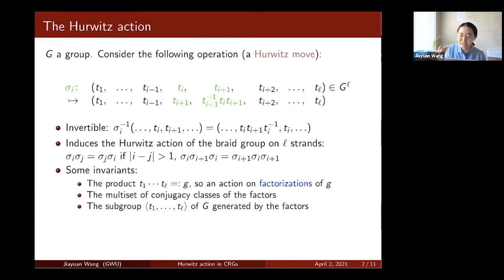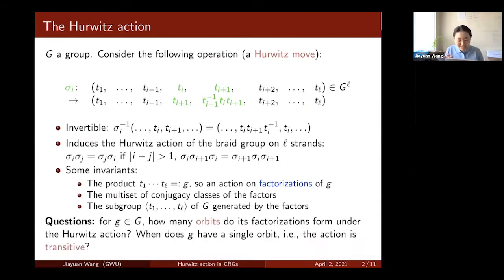Because in a single Hurwitz move we are not really changing the conjugacy classes, one of the invariants is also the multiset of conjugacy classes. Similarly, it also preserves the subgroup generated by the factors. So naturally, one can ask, for an element in G, how many orbits do its factorizations form under the action? And also, when does it have just a single orbit, where we say the action is transitive?